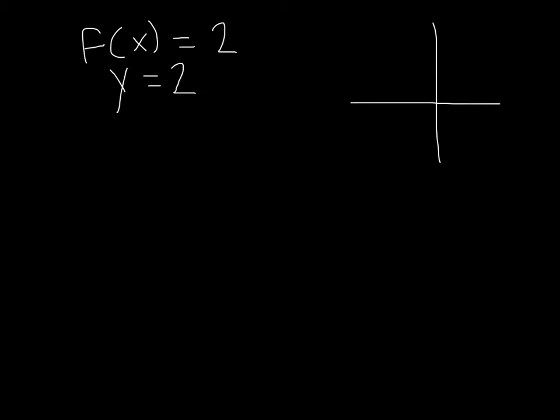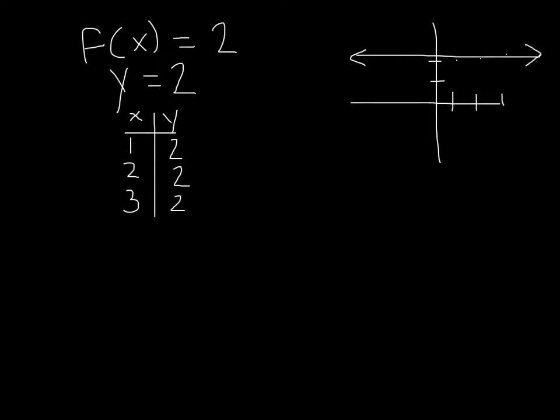equals 2. And if you're not sure if that's a horizontal or vertical line, make a t-chart, and since y is 2 everywhere, there's a 2, 2, 2, and that means x can be anything. And if you graph these 3 points, you'll see it's horizontal. So 1, 2 is that point, 2, 2, and 3, 2. So the graph of f of x equals 2 is a horizontal line.